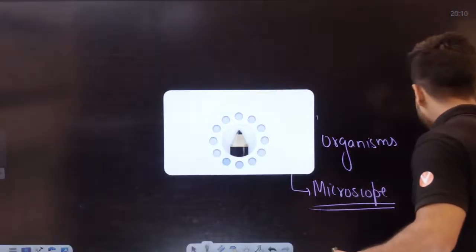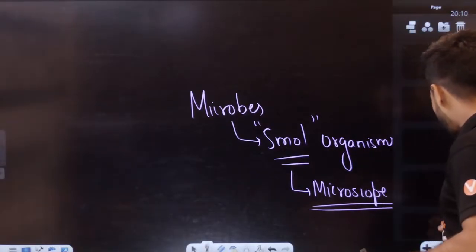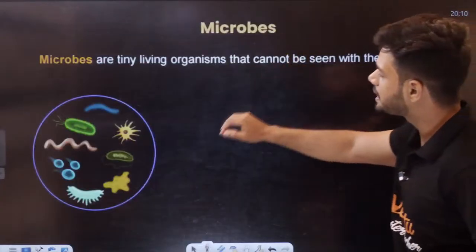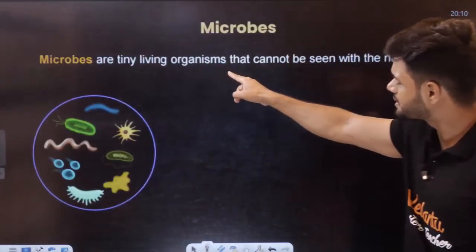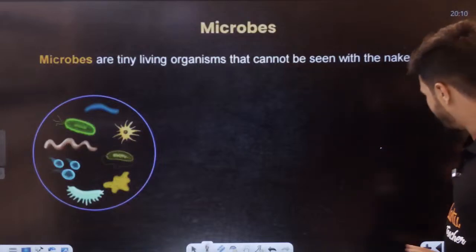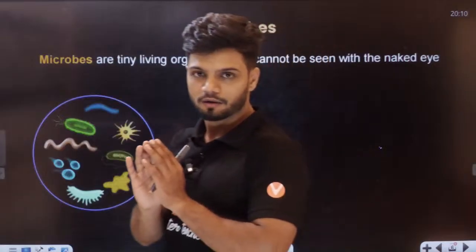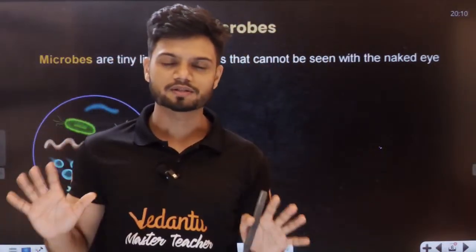So how will we take advantage of microbes today? Students, microbes are tiny living organisms that cannot be seen with the naked eye. We need a microscope, students. Now, let me ask all of you one simple question again.